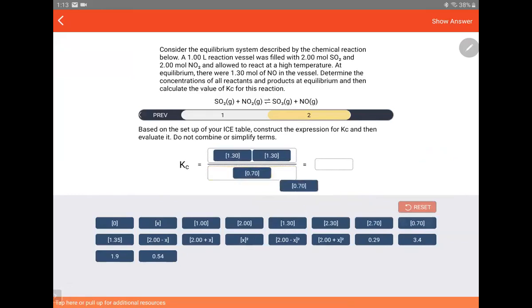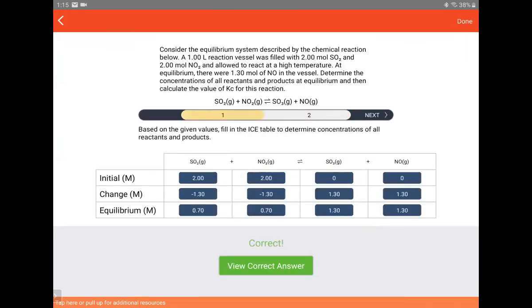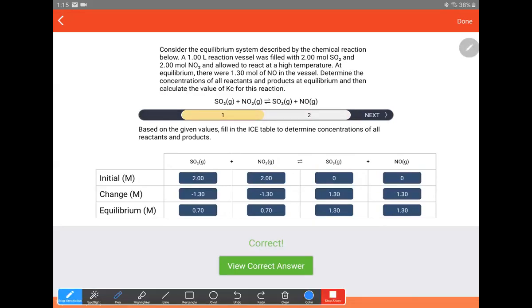Now I do the math. So essentially 1.3 squared divided by 0.7 squared, and you get 3.4. Okay. So that, and then you can go back to here and also see this is correct. In this case, we had a 1 to 1 to 1 to 1, which made it a little simpler. The key with these is to build this table out and understand what is x. And so in this case, x was equal to 1.3, and we were able to apply that here, here, here, here, here, and not have to do a Ka equals x squared type of equation.